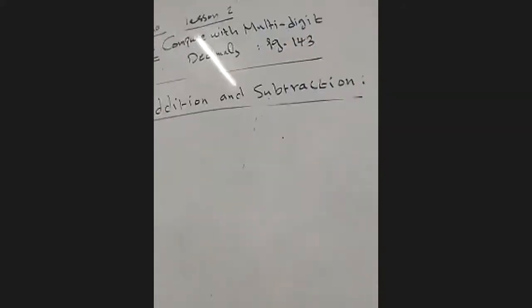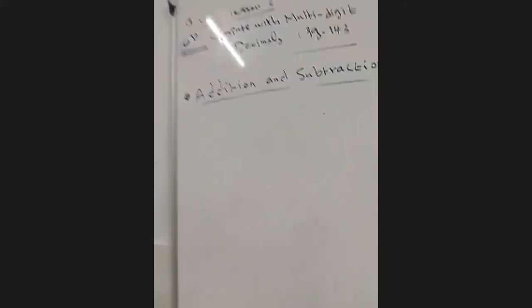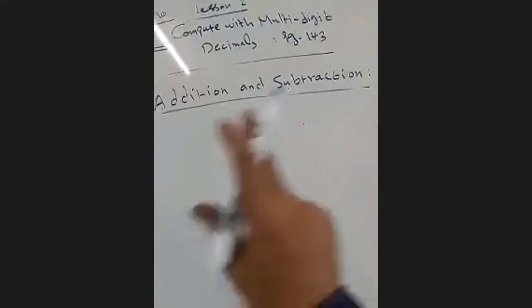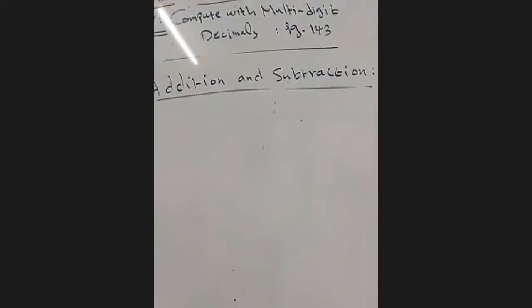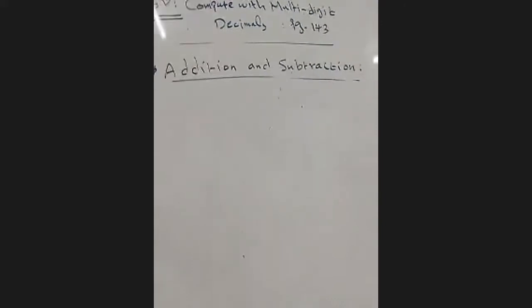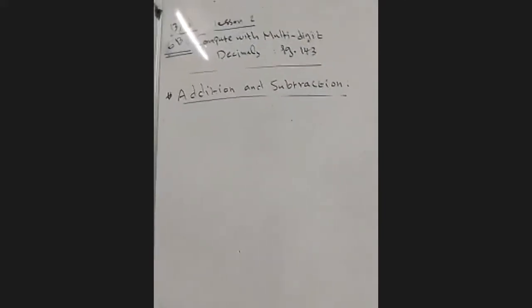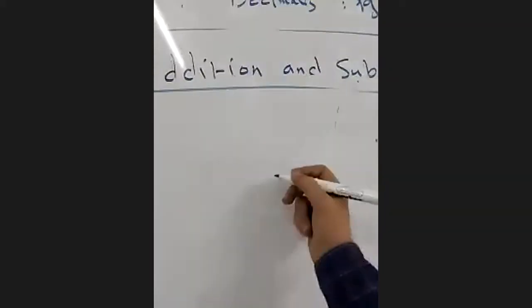Now let's go to lesson 2 quickly, which is compute with multi-digit decimals. To compute, we will do the four operations, which are addition, subtraction, multiplication, and division. Let's start with addition and subtraction. To add and subtract decimals, guys, the first and most important thing you need to do is to align the numbers very well. To align the decimals, you need to put the decimals first over each other.